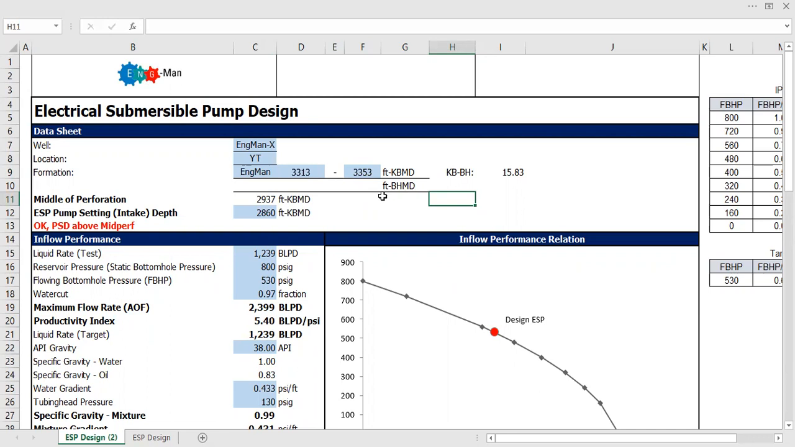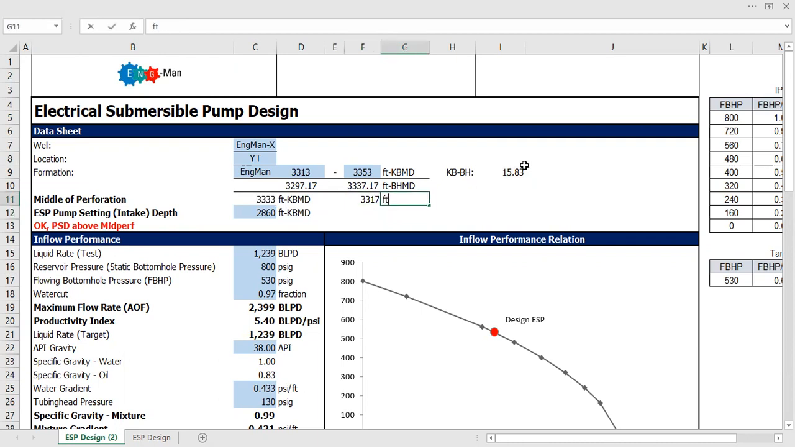Okay, so based on Braden head measured depth, it will be this one. And then this one minus this one. So the middle of perforation will be the average of this and this. Okay, 3,300. I will set my ESP pump setting depth, or maybe I will use this one minus this one.